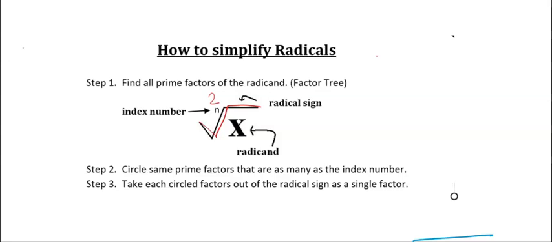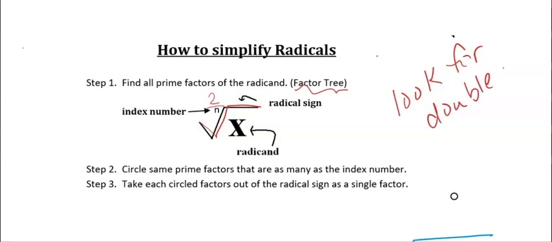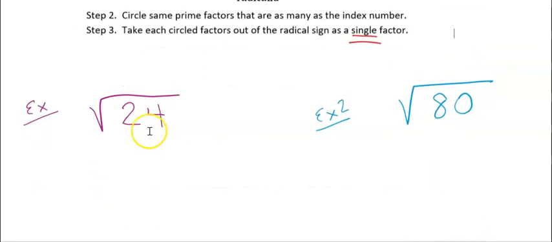So what we want to do is use factor trees to break down the number inside, and we want to break that number down into numbers that are being multiplied until we can't break them down any further. Once we find all the prime factors, because this is a square root, we are going to look for doubles. The rule is, if you have a double inside, you can take them out and you write it once on the outside. Singles need to stay inside. So let's go ahead and do some examples.